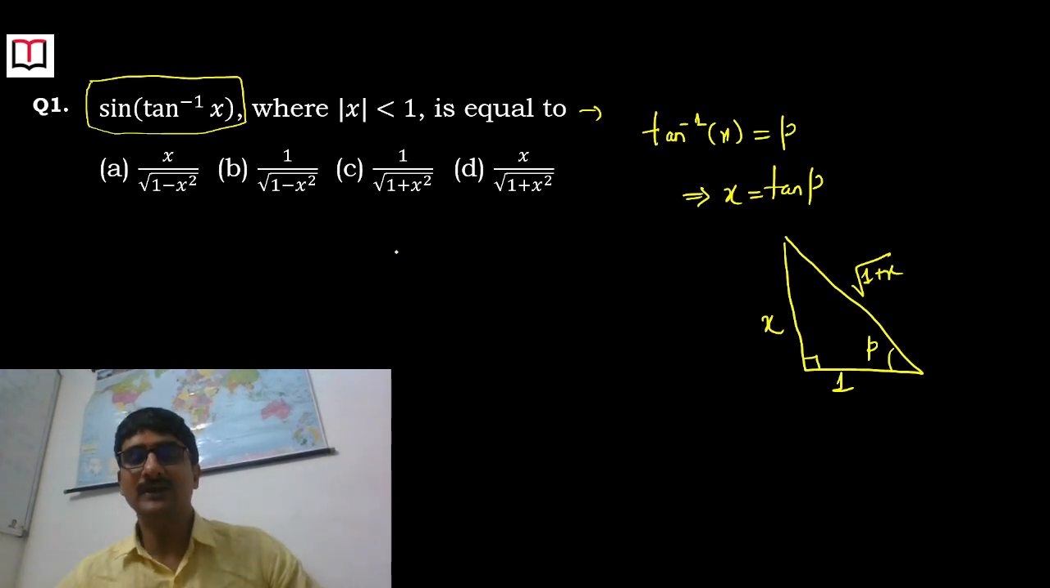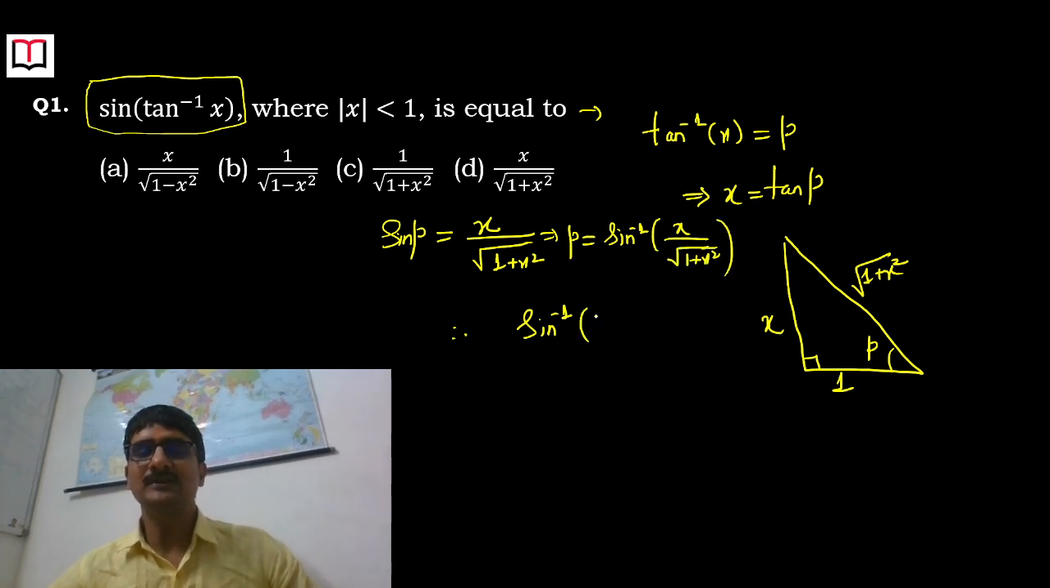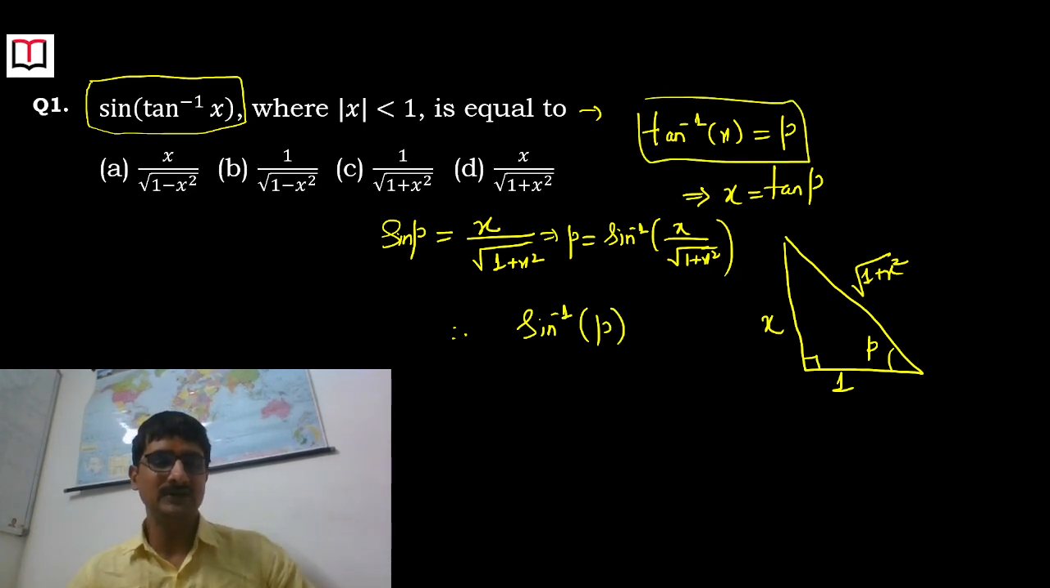Now can't we write sine of p? Of course we can. In the same triangle it's opposite side upon hypotenuse, so it's x upon under root of 1 plus x square. So p is nothing but sine inverse of x upon under root of 1 plus x square, because we assumed to replace tan inverse x by p.